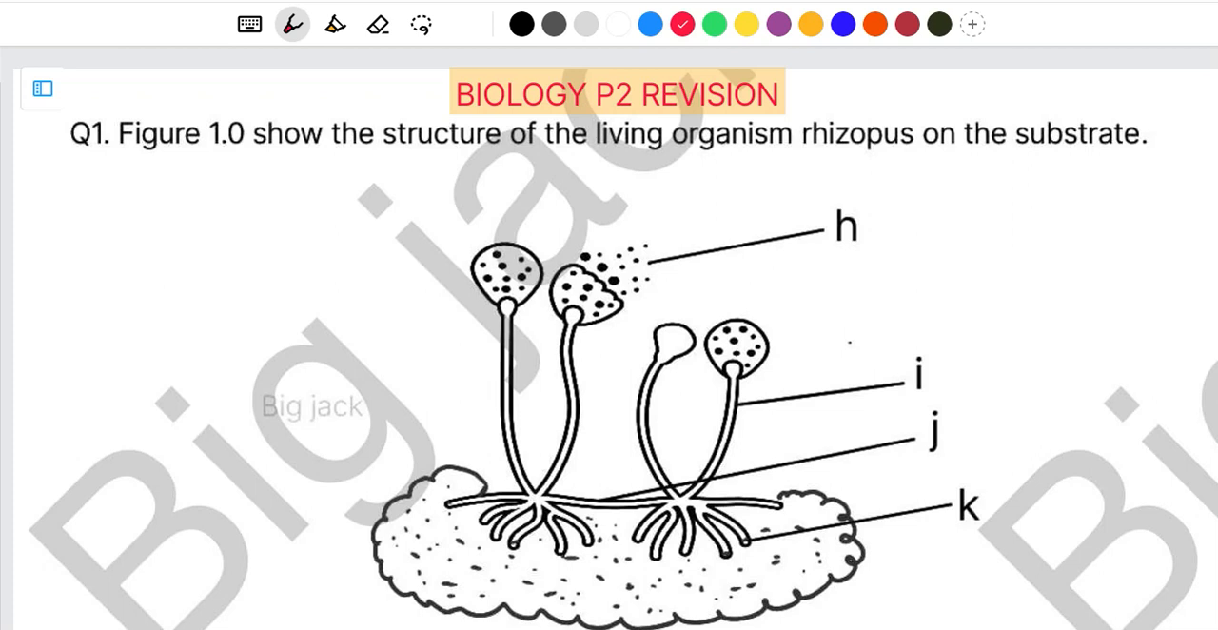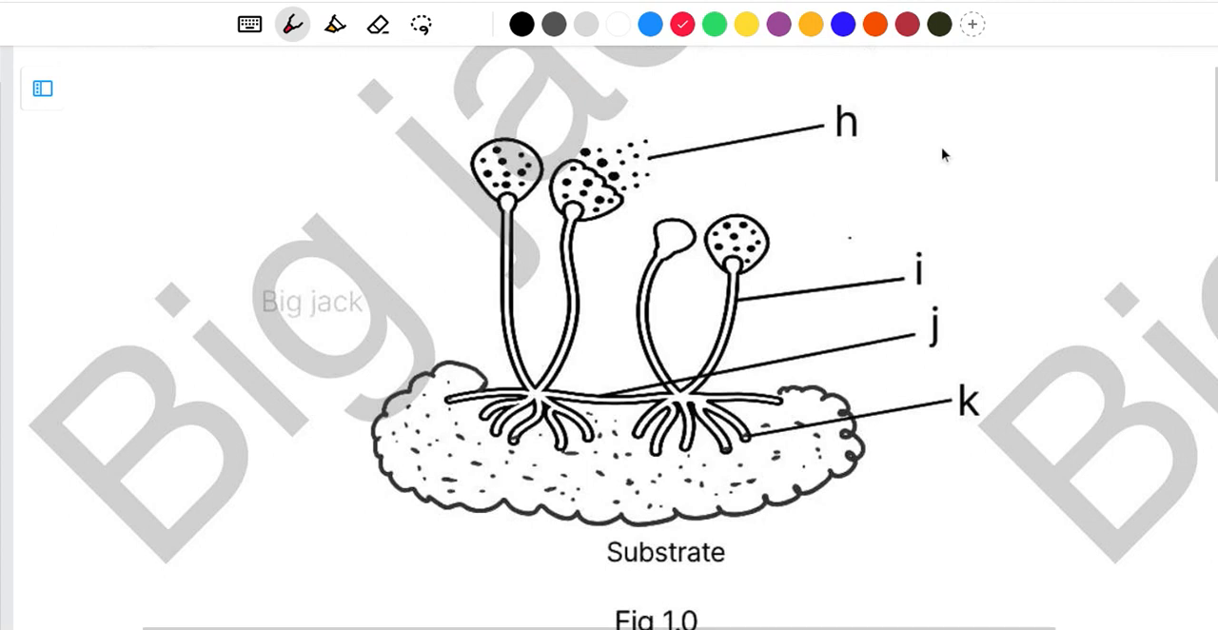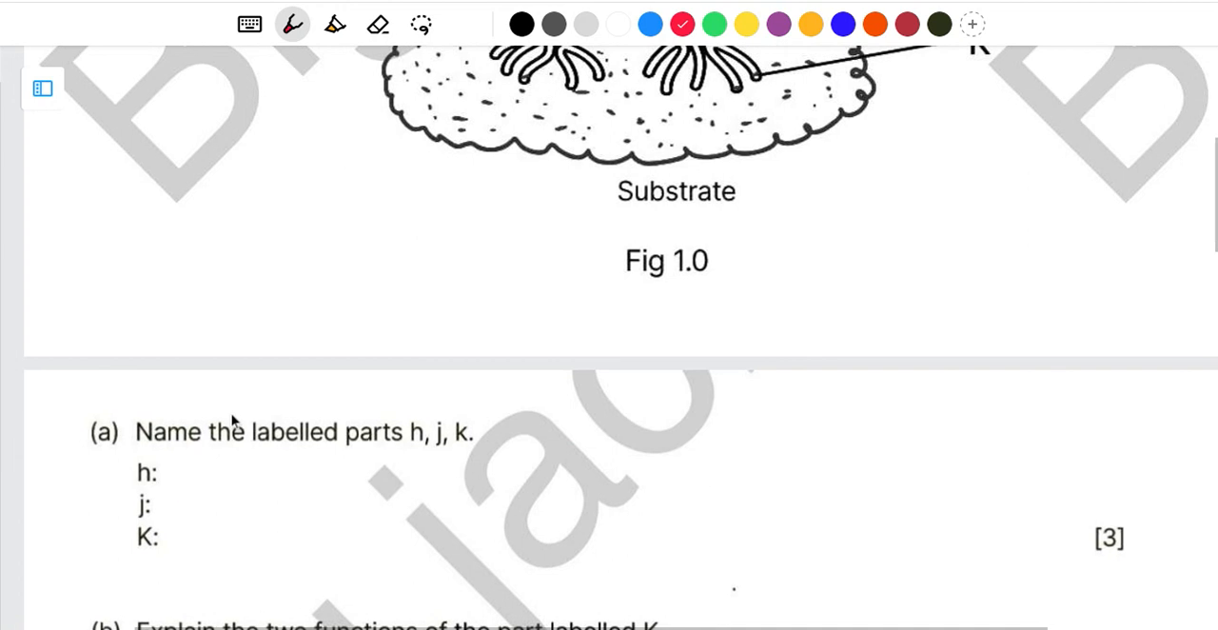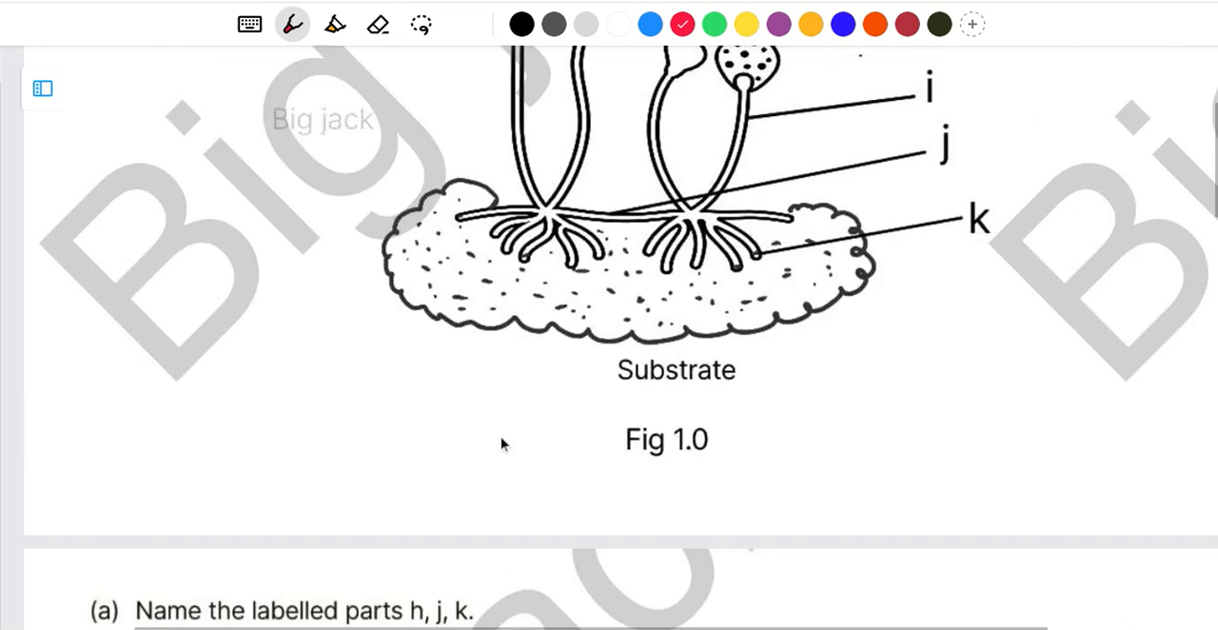This wonderful video. So we're going to look at biology paper 2 revision, and I just have 2 questions. The first one is saying figure 1.0 shows the structure of a living organism, Rhizopus, on the substrate. So we have different parts here: H, I, J, K, and also the substrate. So let's see the first question. The first question is asking us to name the labeled parts H, J, and K.